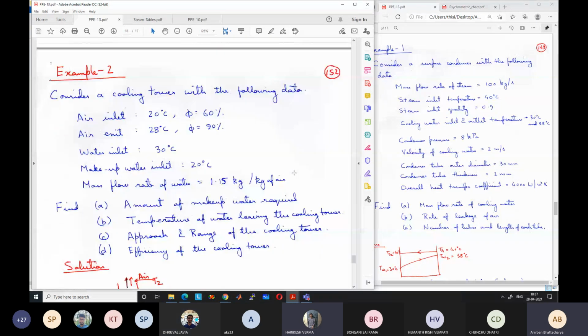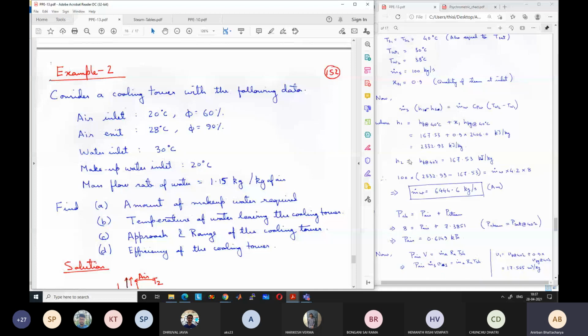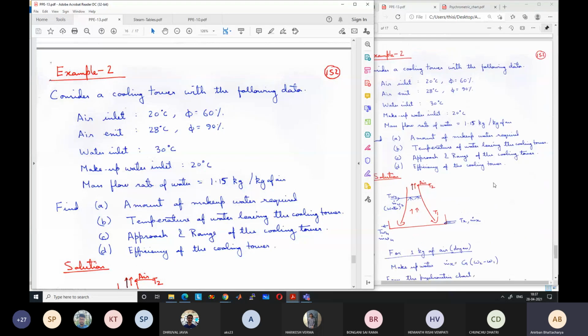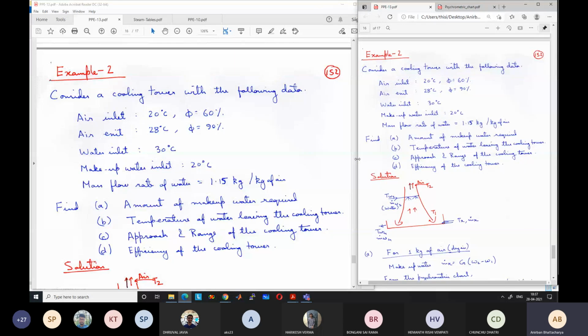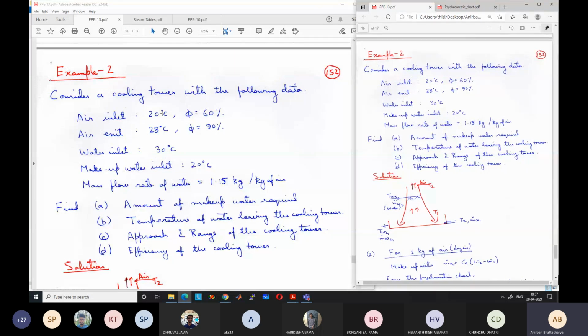Yes, sir. So for the wet cooling tower, let us consider a wet cooling tower with the following data. It need not be mentioned wet cooling tower. Whenever we are saying relative humidity and other things, it means that it's a wet cooling tower, because for a dry cooling tower, relative humidity will not come into the picture. So for a cooling tower, we have the following data.